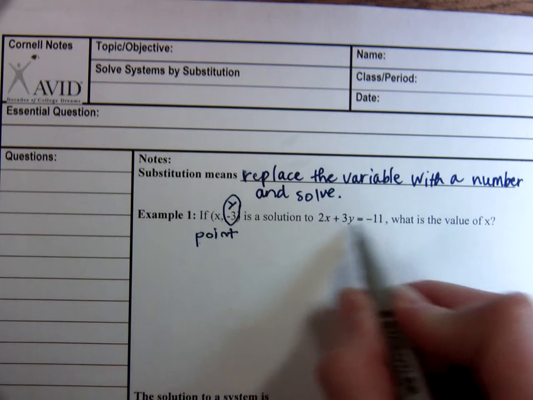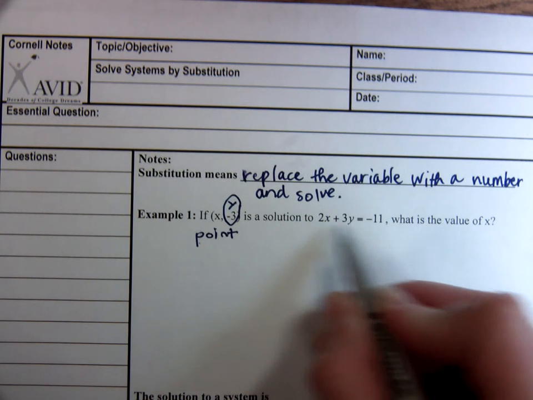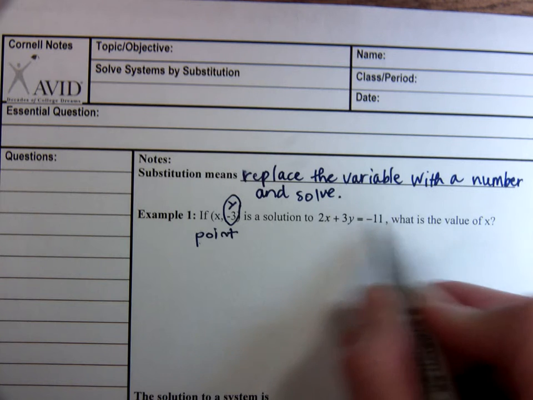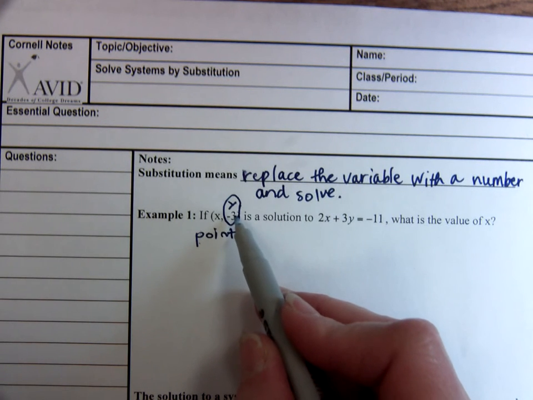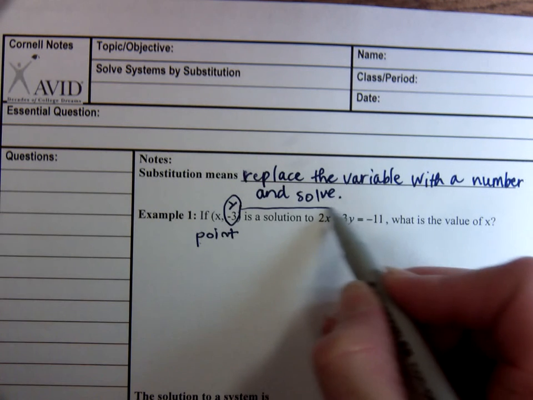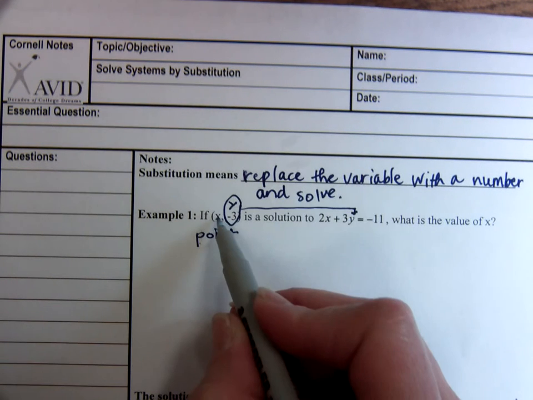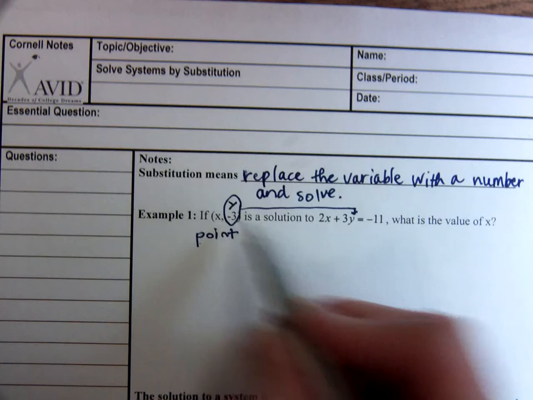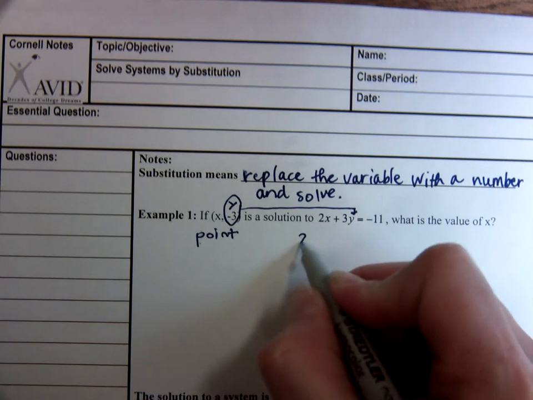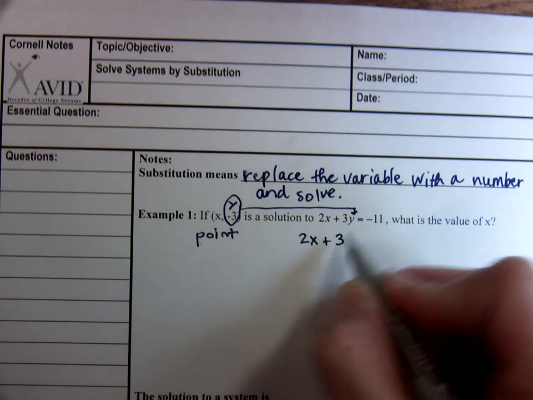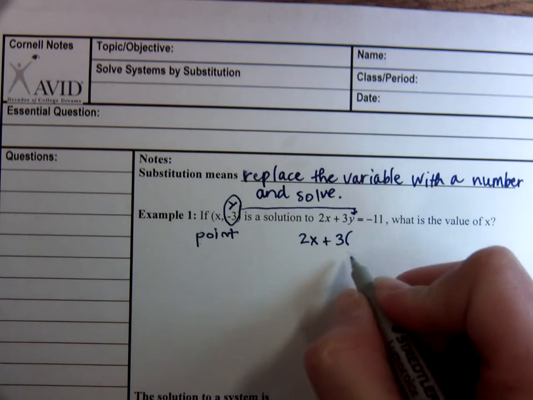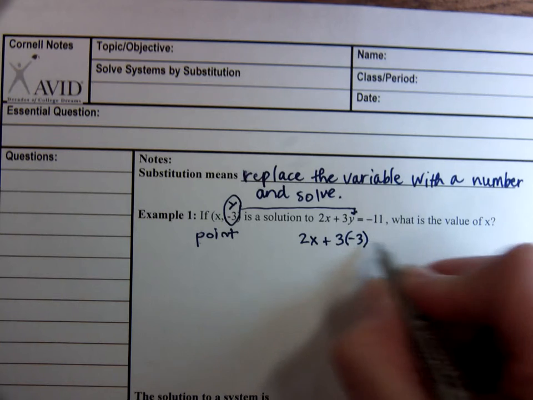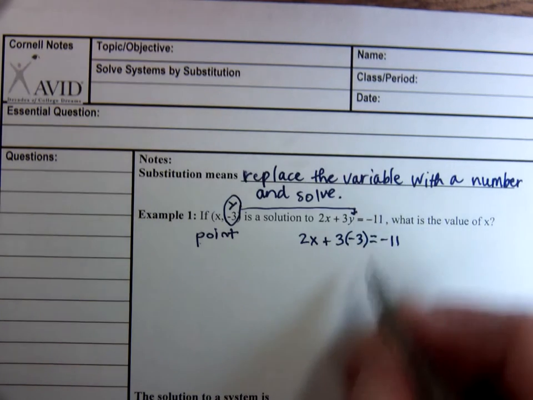This is a linear equation, because remember you can solve for y on this, but we're not going to do that. We want to just take that negative 3 and put it in place of the y, because it's the x that we don't know. So we'll do 2x plus 3, and remember that when there's a number and a letter next to each other, that means multiply. So in place of the y, we're going to put a negative 3, and that's going to equal negative 11.